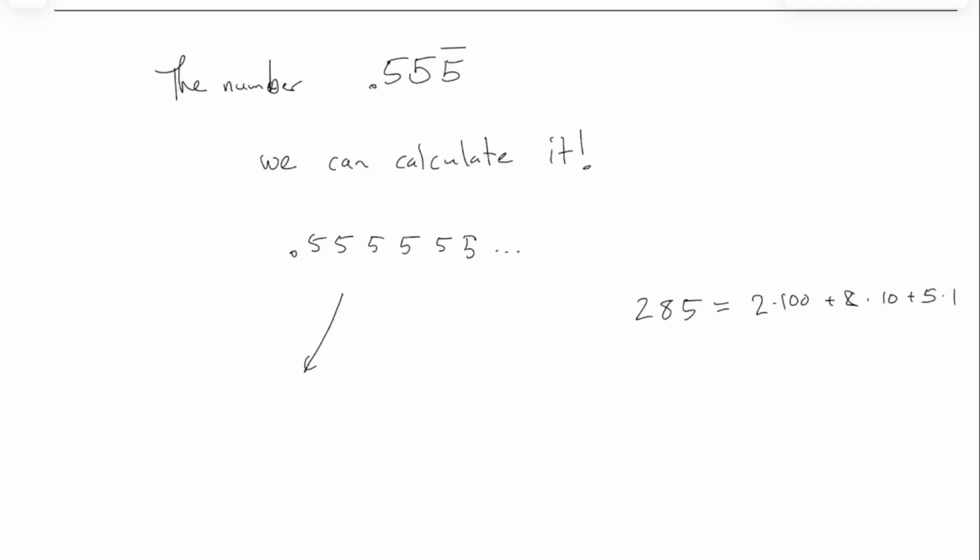This is equal to 5 in the tenths place, so it's 5 times 0.1 plus 5 times 0.01, that's in the hundredths place, right? Plus 5 times 0.001, that's the thousandths place, etc., right?